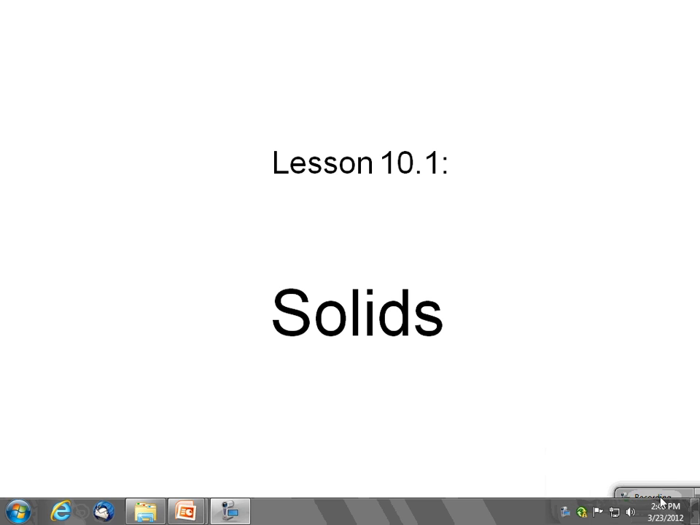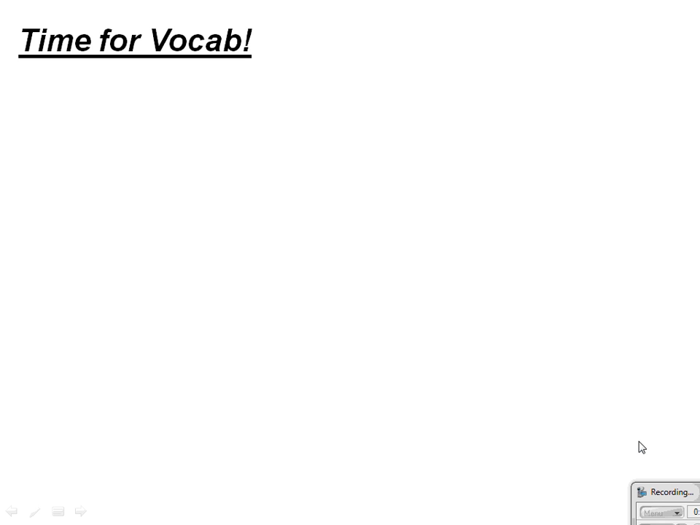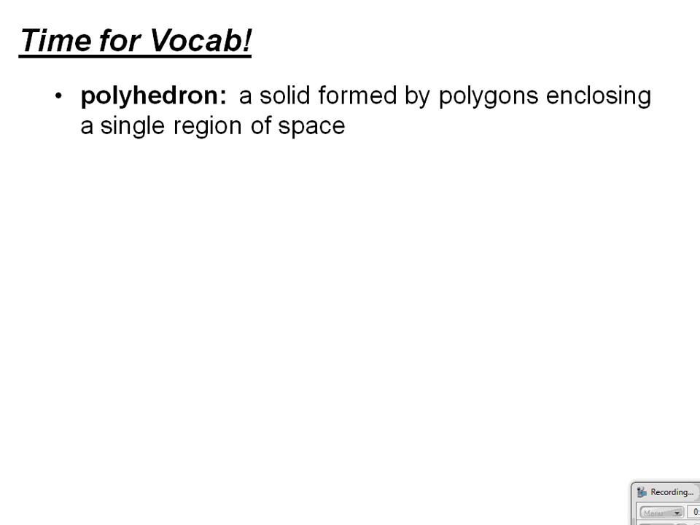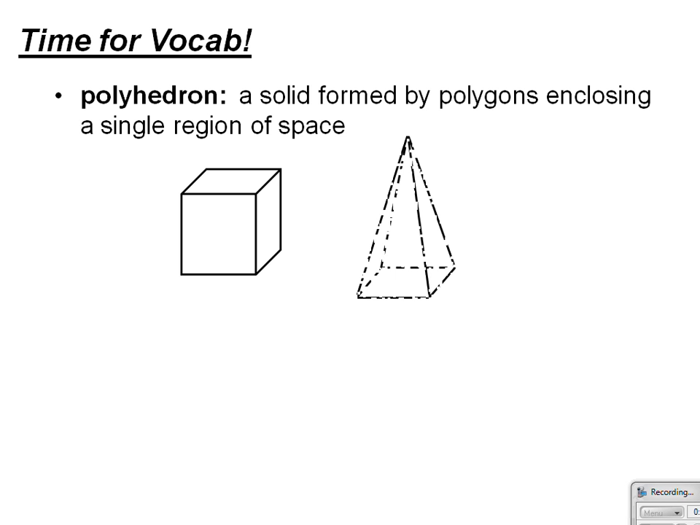Lesson 10.1 on solids. This whole lesson is going to be filled with vocabulary, so get ready. It's going to be a long one. Now, polyhedrons. Polyhedrons are solids formed by polygons enclosing a single region of space. You'll notice with these drawings now, I'm no longer limiting myself to the second dimension. Rather, these objects are three-dimensional in nature.